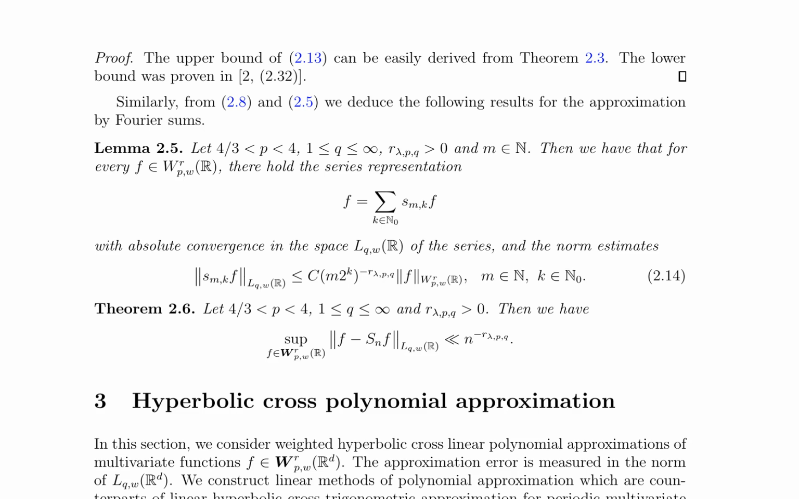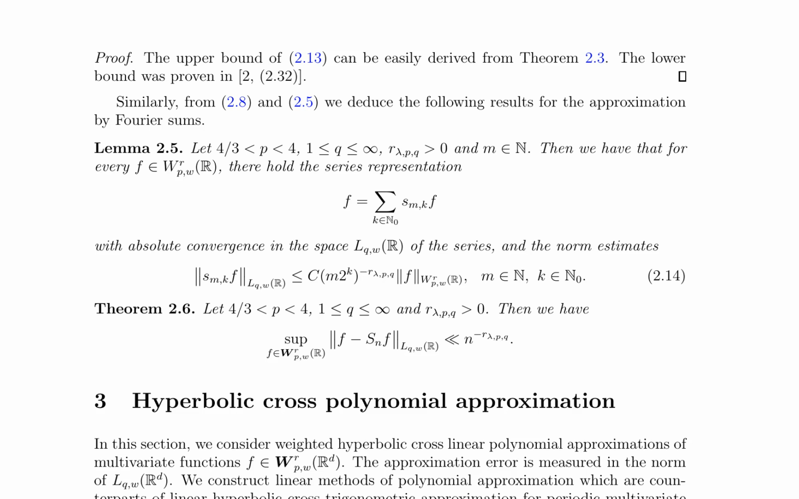The paper discusses the approximation of multivariate functions using weighted hyperbolic cross-linear polynomials, starting with a series representation for functions in the space L_q,w,ρ, with absolute convergence and norm estimates. A theorem provides upper bounds for the error of these approximations and linear n-widths, as well as Kolmogorov n-widths for various pairs of p and q with 1 ≤ p, q ≤ infinity.